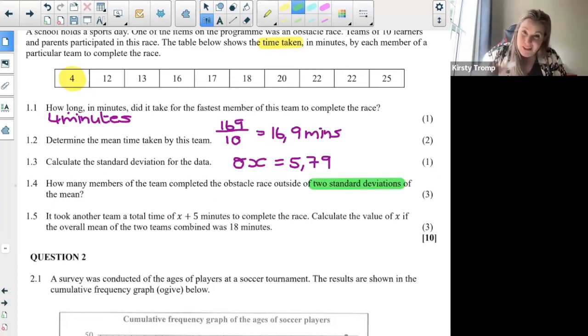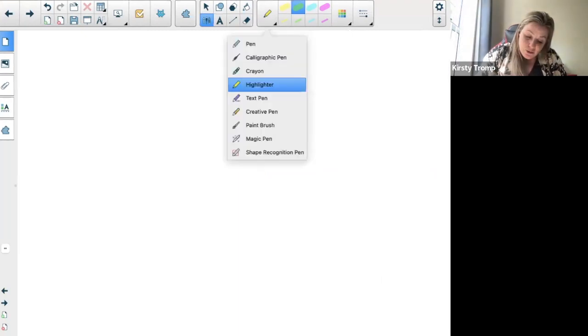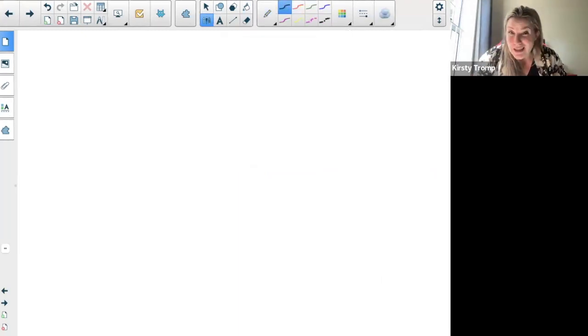So a nice way to set this up for yourself is as follows. Again, depends on you, depends on the way you've learned it, depends on the way your teachers taught it. All right. I say to you, I've had many teachers over the years. This is the best way that a teacher taught it to me. Okay. This is the way you're going to find it in your memo as well. All right. So 1.4. So first of all, I'm reading the question. It wants 2 standard deviations outside of the mean.